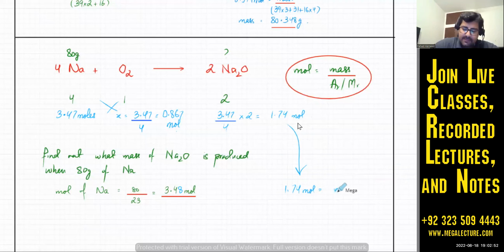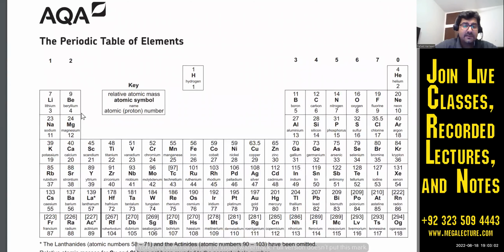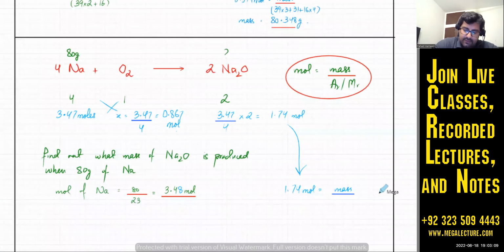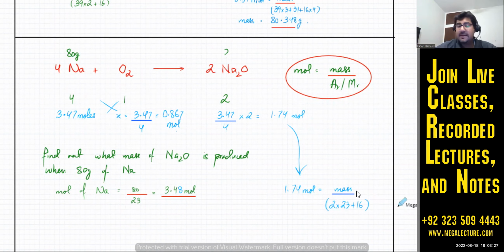You don't know what the mass is, but you can find out the MR of this thing, which is the molar mass. Sodium oxide is 2 sodiums and 1 oxygen. So you open the periodic table: 2 sodiums, 1 oxygen. Sodium is 23, and oxygen over here is 16. So for 2 sodiums, you need 2 into 23, 2 times 23 plus 1 oxygen, that's 16. So that's the molar mass. So you'll be able to find out the mass. What is the mass that you're getting for this?